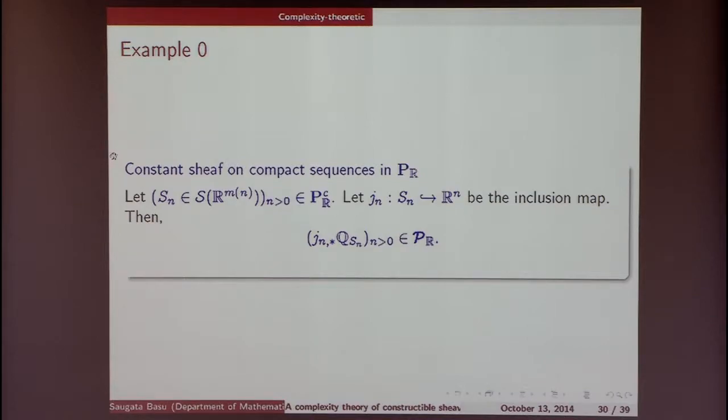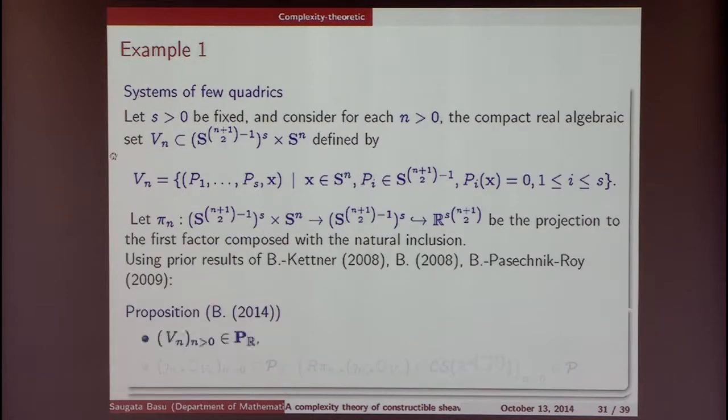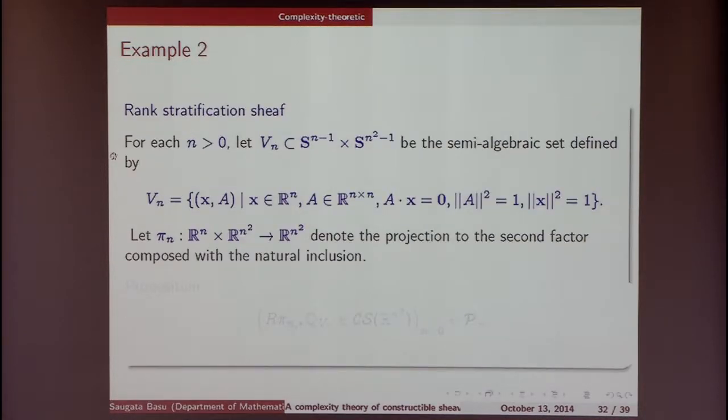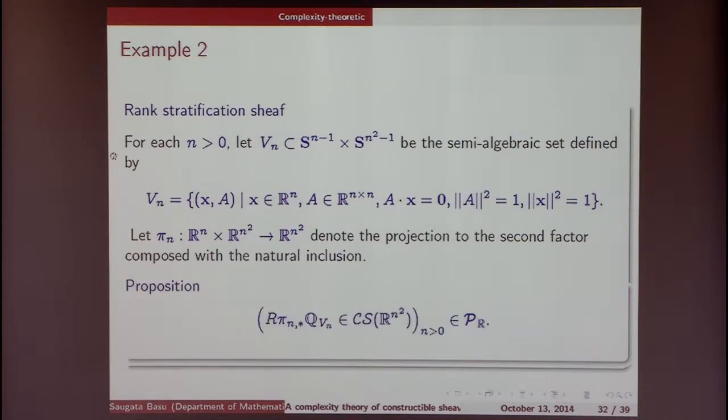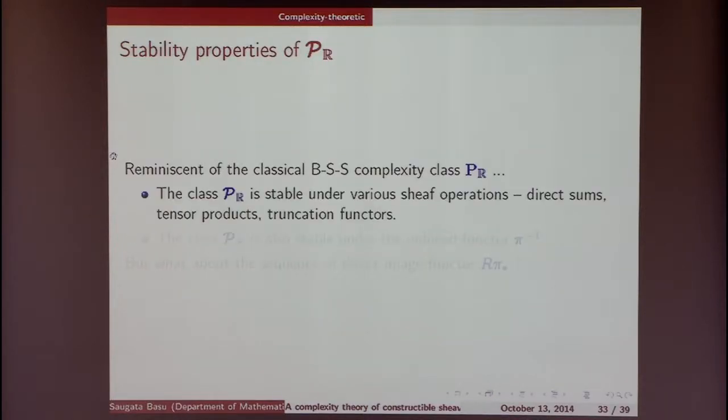Okay, so there are many examples, and I have no time to go over them, but they do generalize the usual polynomial class if you take the index set appropriately. Okay, so that's another example. Let's skip this. Rank stratification sheaf is another example. Let's skip that. But now we have things which are reminiscent of the BSS complexity class: this class is stable, it needs a little bit of proof, under all sorts of easy sheaf-theoretic operations. It's also stable under pullbacks.